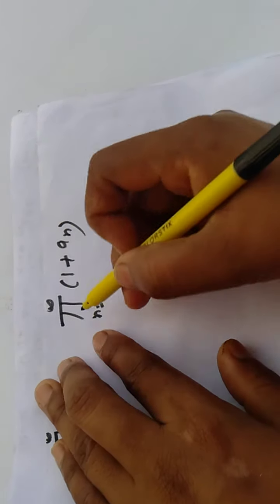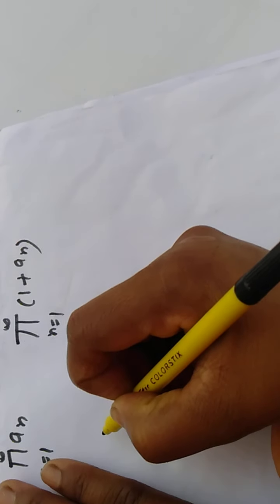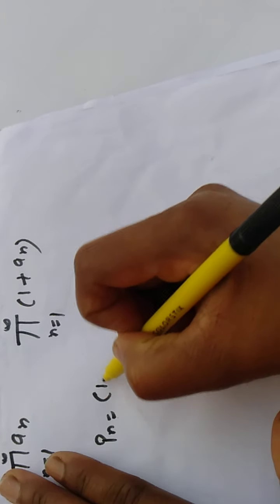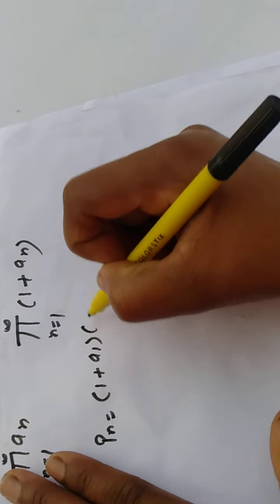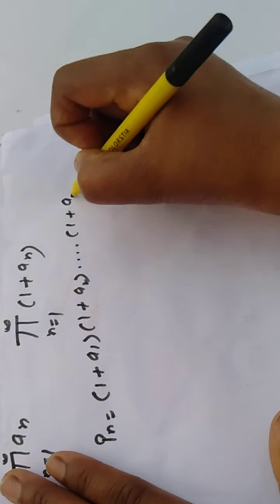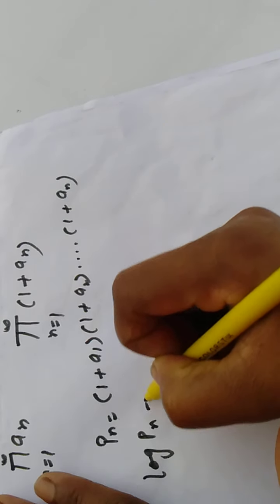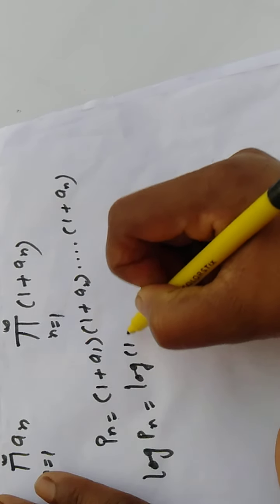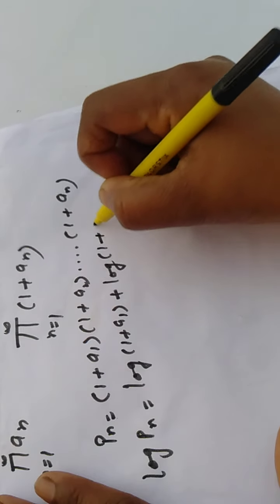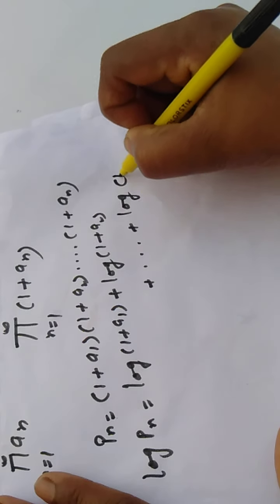Okay, so if we take the logarithm of these factors, if I write the factor in this form, then Pn will be (1 plus a1)(1 plus a2) up to (1 plus an). When we take log of Pn, it will be log of (1 plus a1) plus log of (1 plus a2) and so on up to log of (1 plus an).